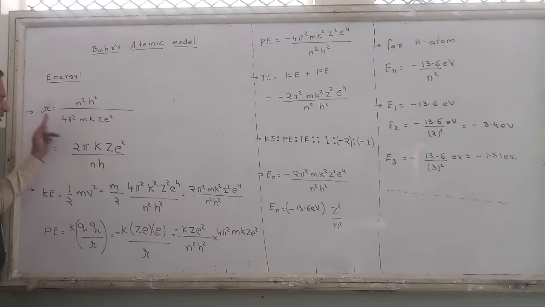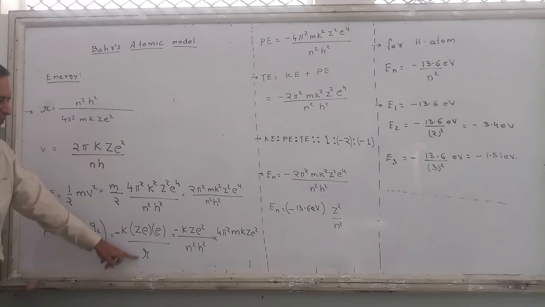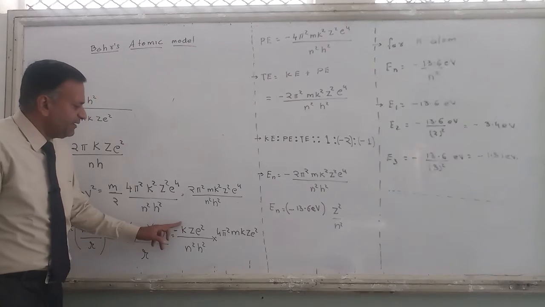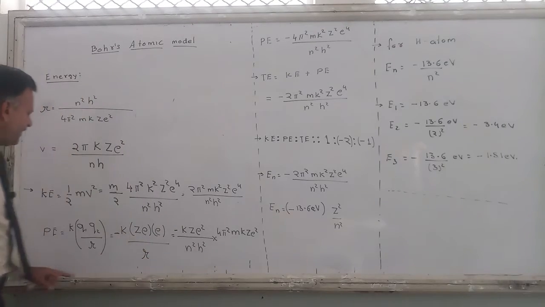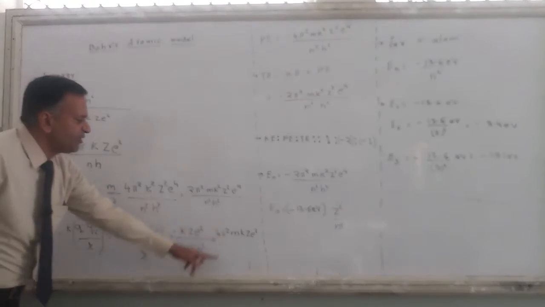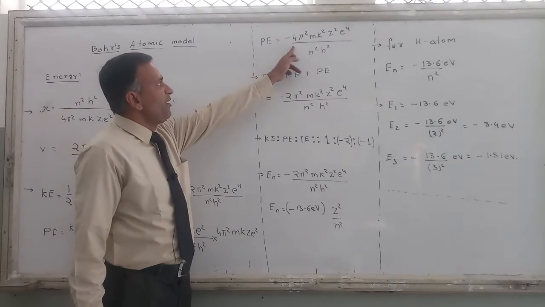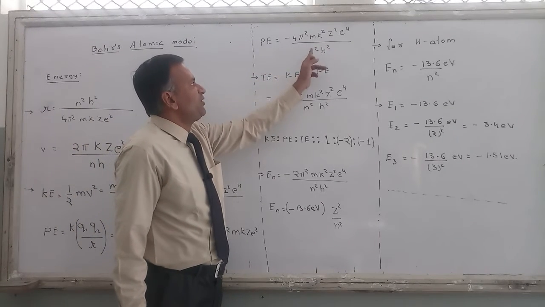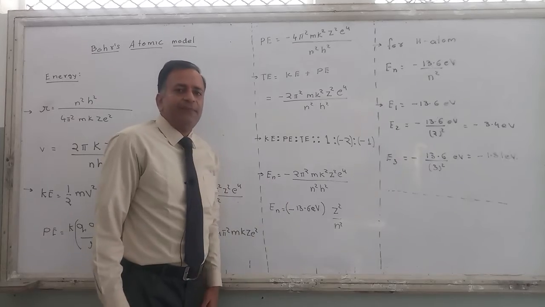Put the value of r from this equation into here, and what you get is this. Finally, the equation for potential energy after solving this is minus 4 pi square m k square z square e raised to 4 upon n square h square.